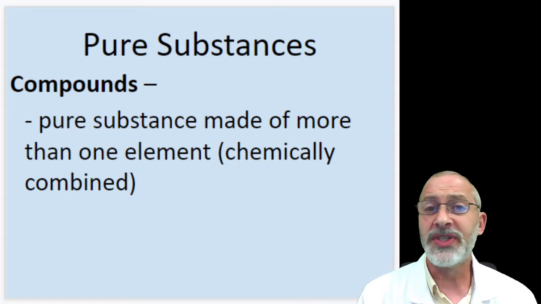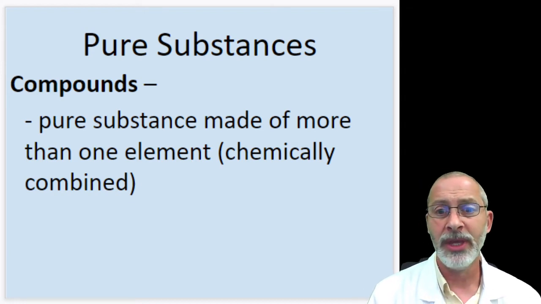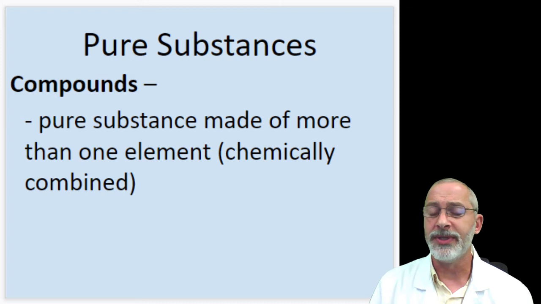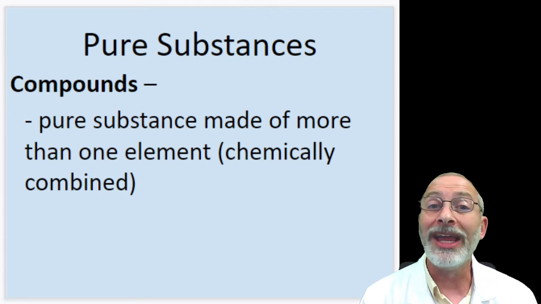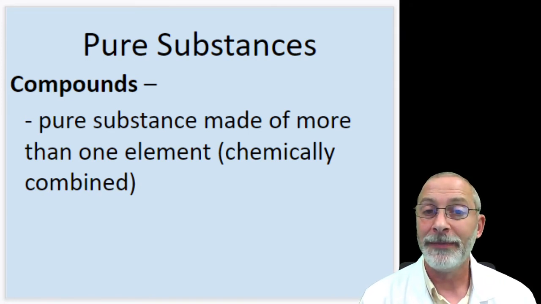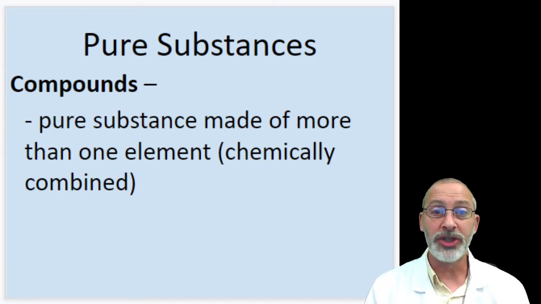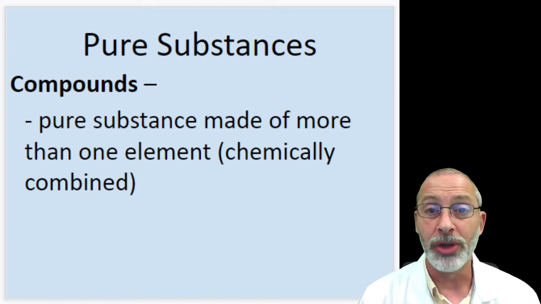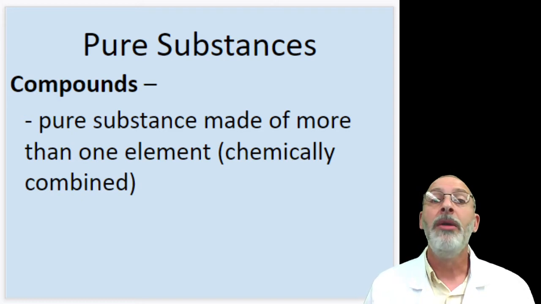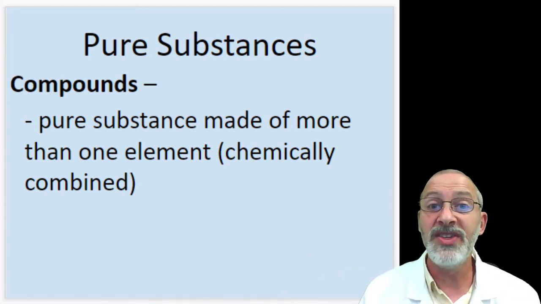Now, the other pure substance that we are making reference to here are called compounds. Compounds are pure substances that are made of more than one element, and they are chemically combined. I emphasize that word chemically. As you remember, we just finished up our topic of mixtures and solutions. And mixtures, as you recall, are substances that are made of more than one material, but they can be physically separated. They can be taken apart using physical means.